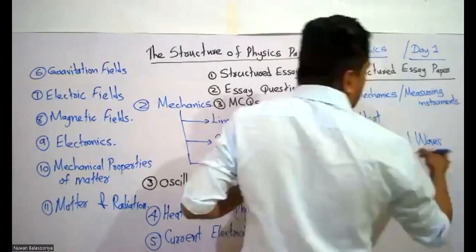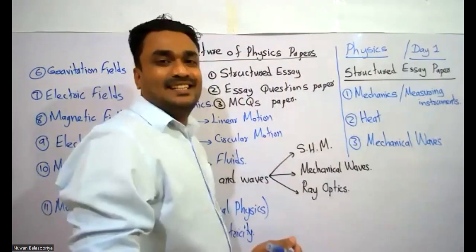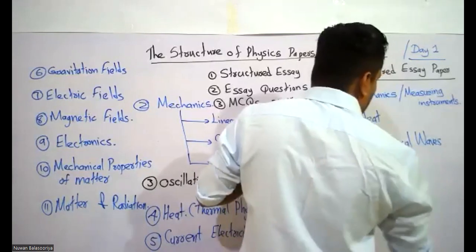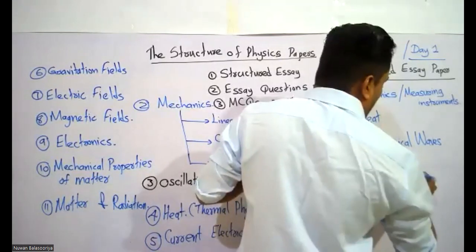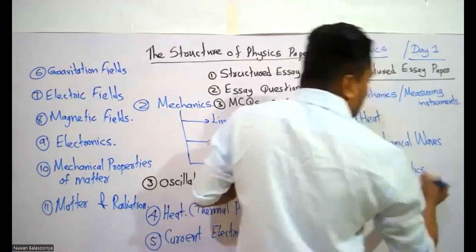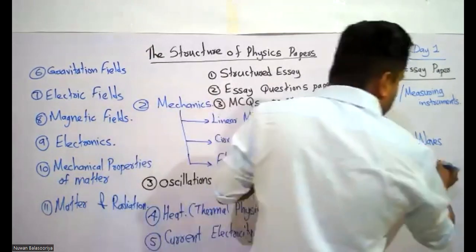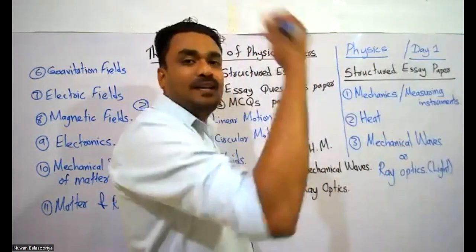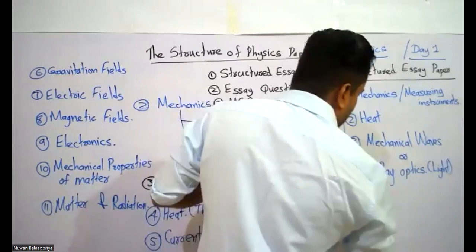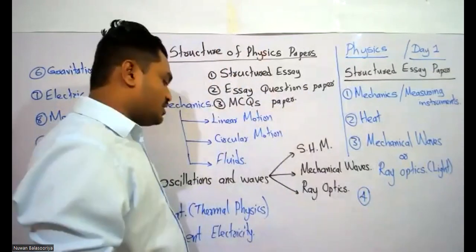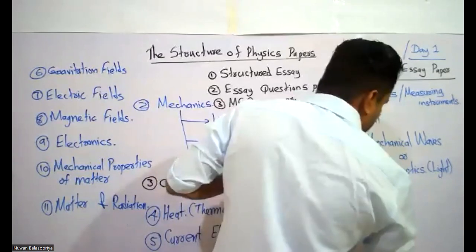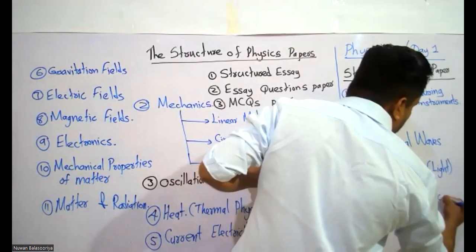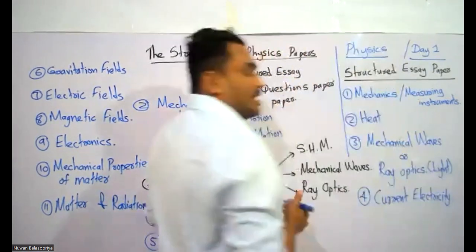Sometimes the most famous name for the lesson is sound. They simply say sound lesson, like mechanical waves or ray optics. The famous name for ray optics is light. Mechanical waves, sound; ray optics, light. That's how people call them. The fourth structured essay question is given from current, electricity.